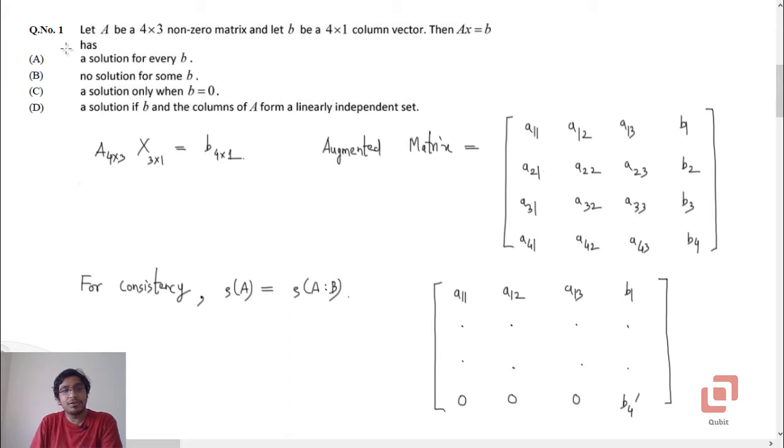Question number 1 is based on linear algebra, system of linear equations, and typically there will always be one question based on this. Let A be a 4×3 non-zero matrix and let B be a 4×1 column vector. Then Ax = B has a solution for every B, no solution for some B, a solution only when B is equal to 0, and a solution if B and the columns of A form a linearly independent set.